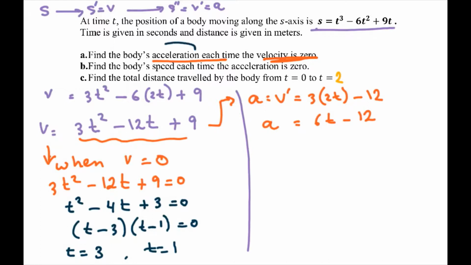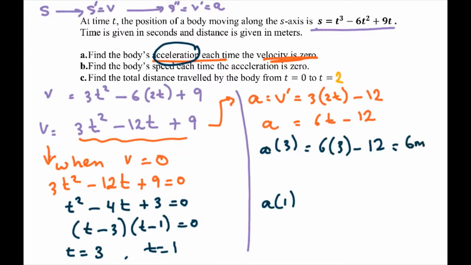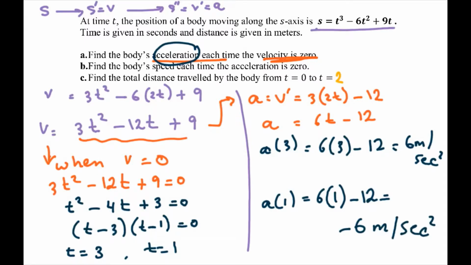Now we need to find the acceleration when the velocity was 0. So we are going to find a(3) and a(1). So a(3) will be 6 times 3 minus 12, and that's going to equal 6 meters per second squared. And a(1), which equals 6 times 1 minus 12, that's going to equal negative 6 meters per second squared. Okay, that's the first part.